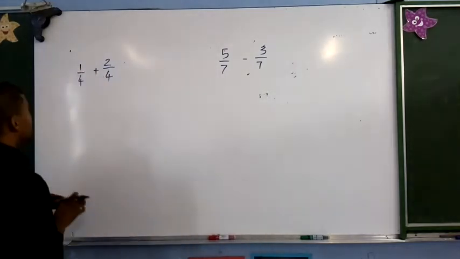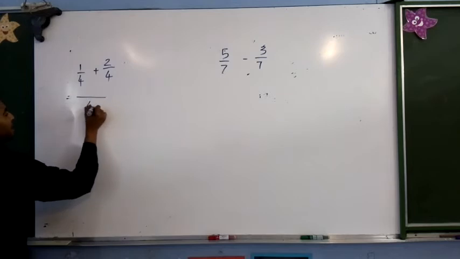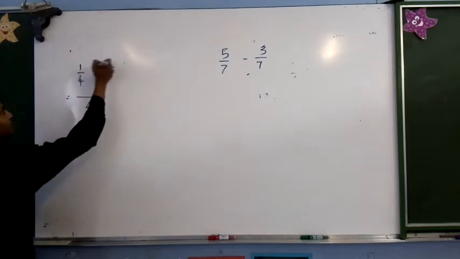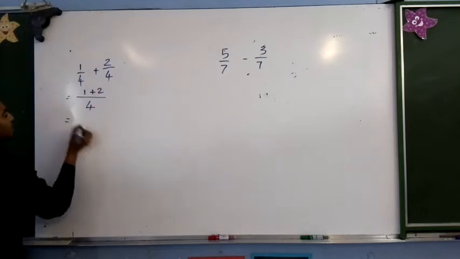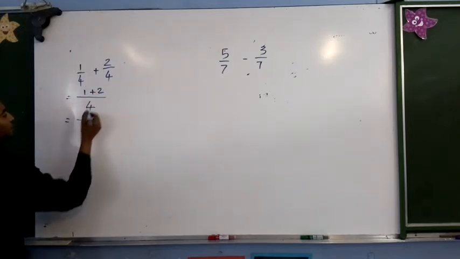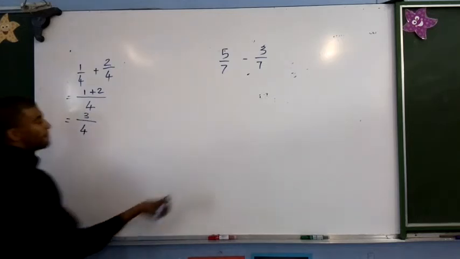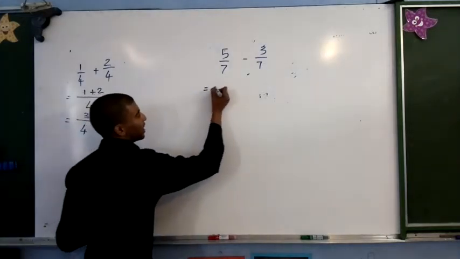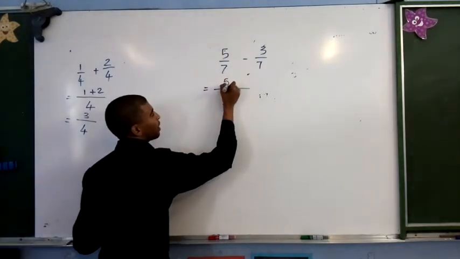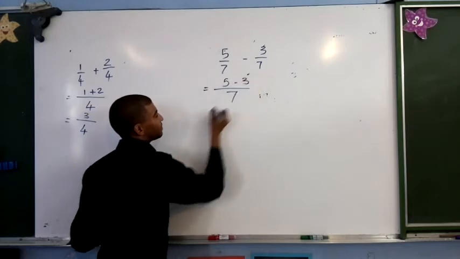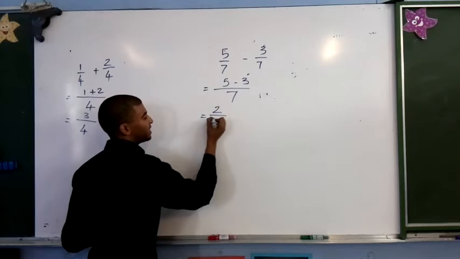If we had to go and do these, we know that we keep our denominator the same, and we take our two top numbers and add them together. So therefore we say 1 plus 2 is equal to 3, denominator stays the same. Same with this one, we keep our denominator the same, and we subtract our two top numbers, 5 and 3. 5 minus 3 is equal to 2 over 7.